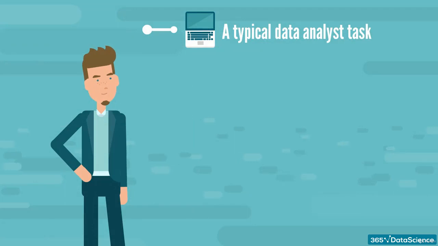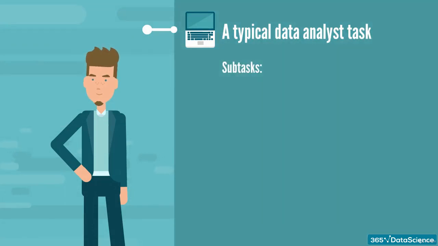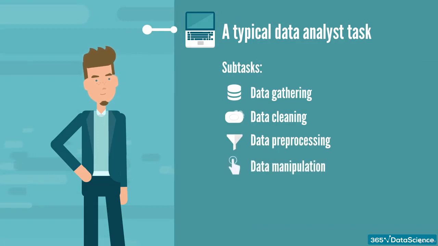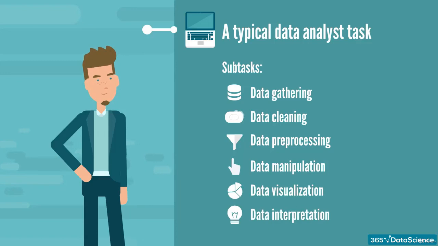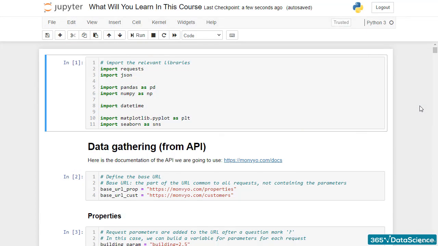As a data analyst, you will generally have several major subtasks: gather the data, clean the data, pre-process it, manipulate the data, create meaningful visualizations, and interpret the results. First, you need to have a data set at hand. Very often, to retrieve such data, you'll need to use an API. So that's how you'll typically start.